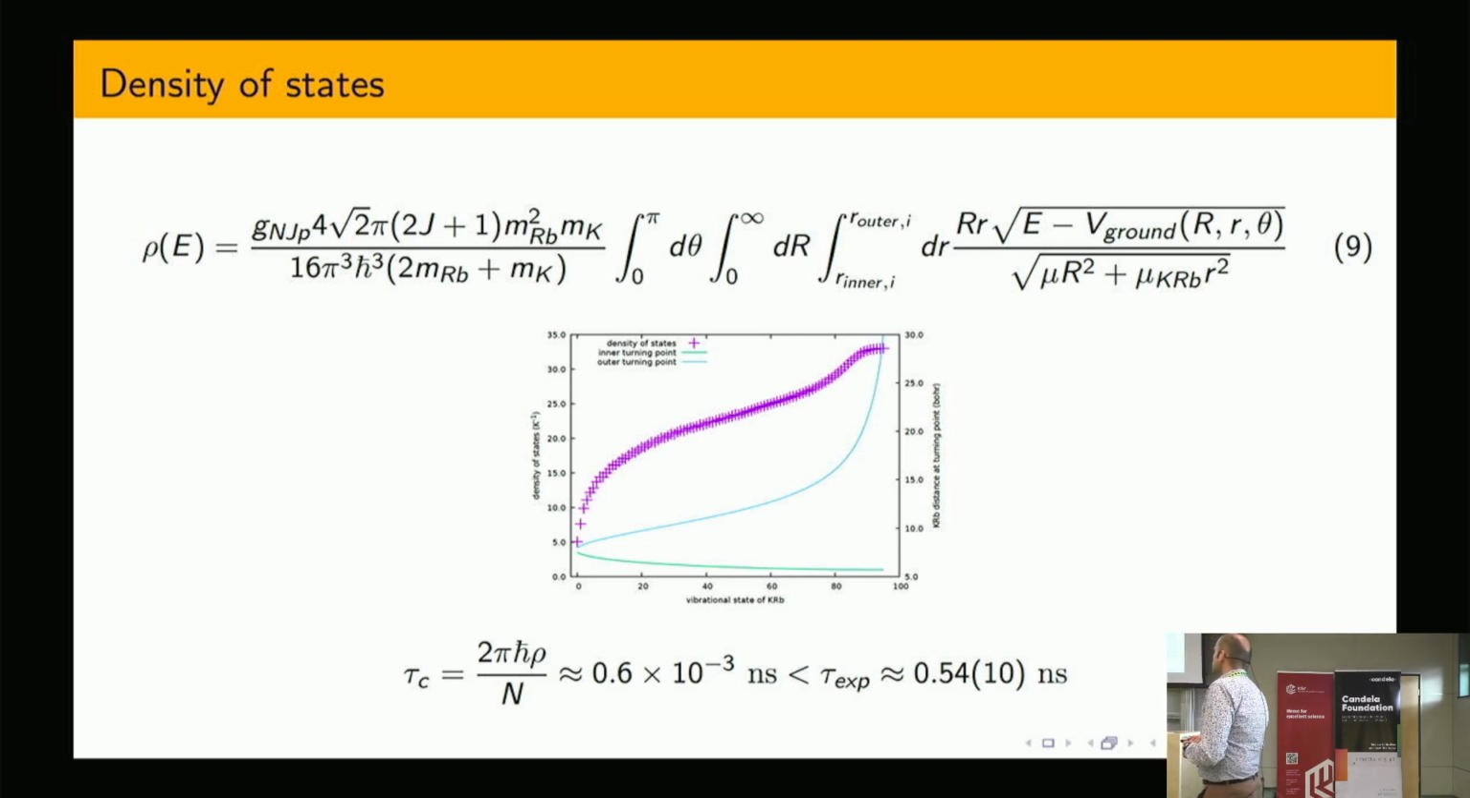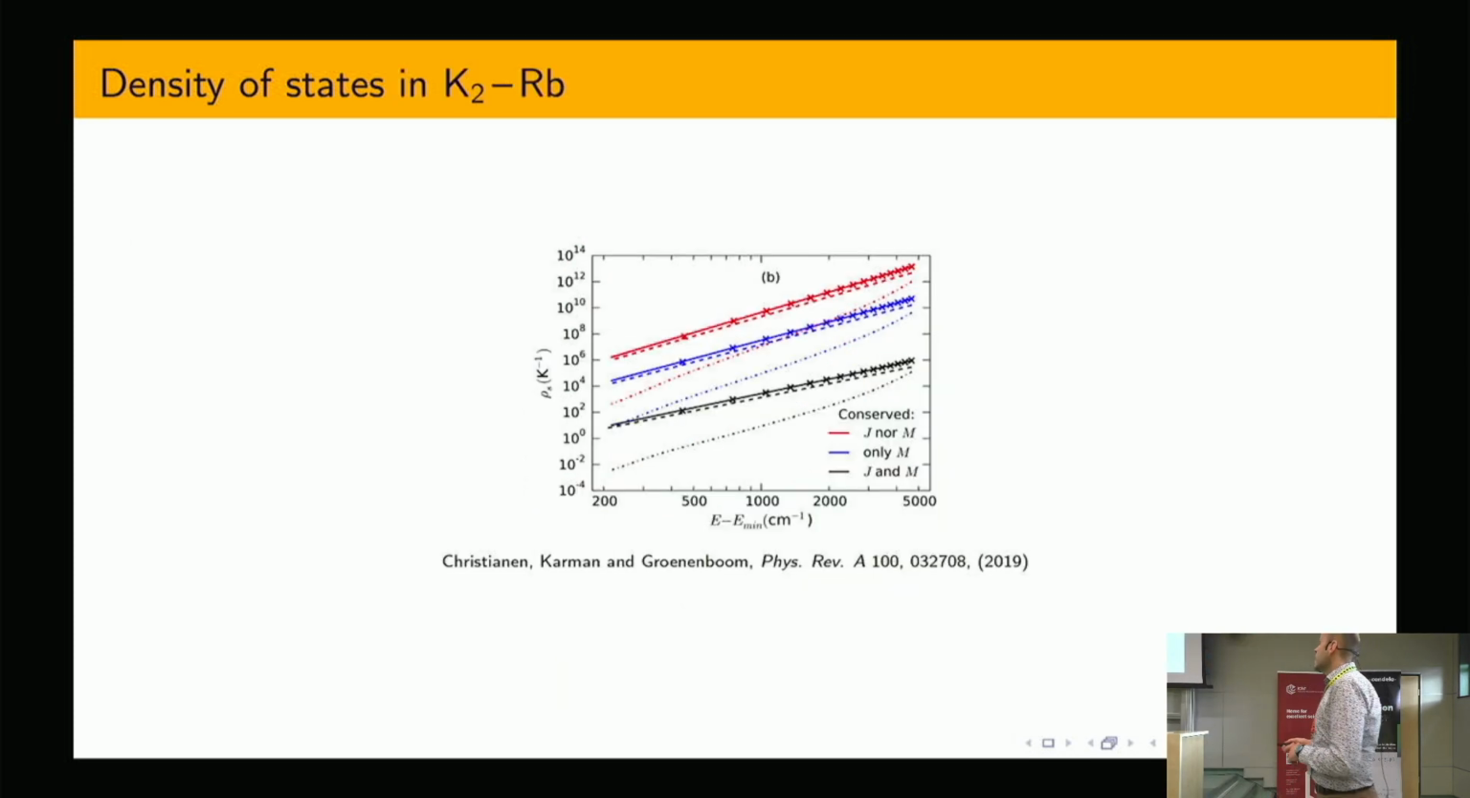We also calculated the density of states exactly for our system, assuming that the mechanical rotation is conserved, and the lifetime is once again orders of magnitude shorter than the experimental one, which is not very surprising. And this is a strong suggestion that something is not conserved, and we need some kind of coupling.